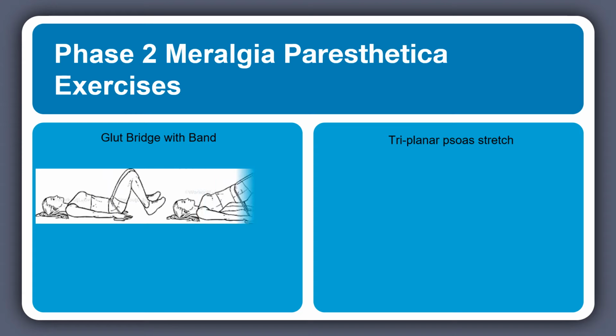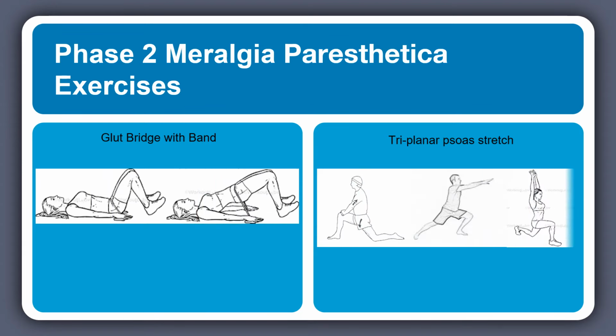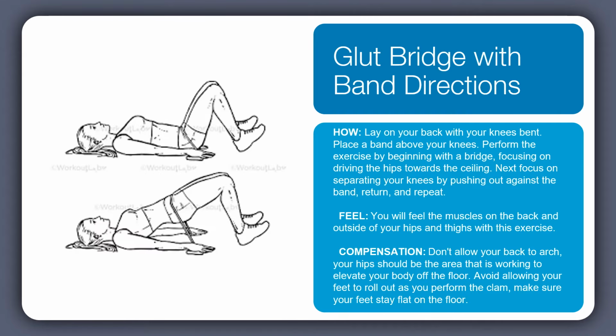So the phase 2 Meralgia Paresthetica exercises are the Glute Bridge with band and the Tri-Planar Psoas stretch. After you've done the other exercises and you're feeling really confident, then you can move on to these exercises. For the Glute Bridge with band, you're on your back, your knees are bent, your feet are on the floor. There's a band around your waist, and you're holding onto that band with your hands to create resistance. Gently lift the hips up towards the sky, bringing the hips in line with the knees, and feeling the resistance of the band. You can do sets here, or you can do long holds.